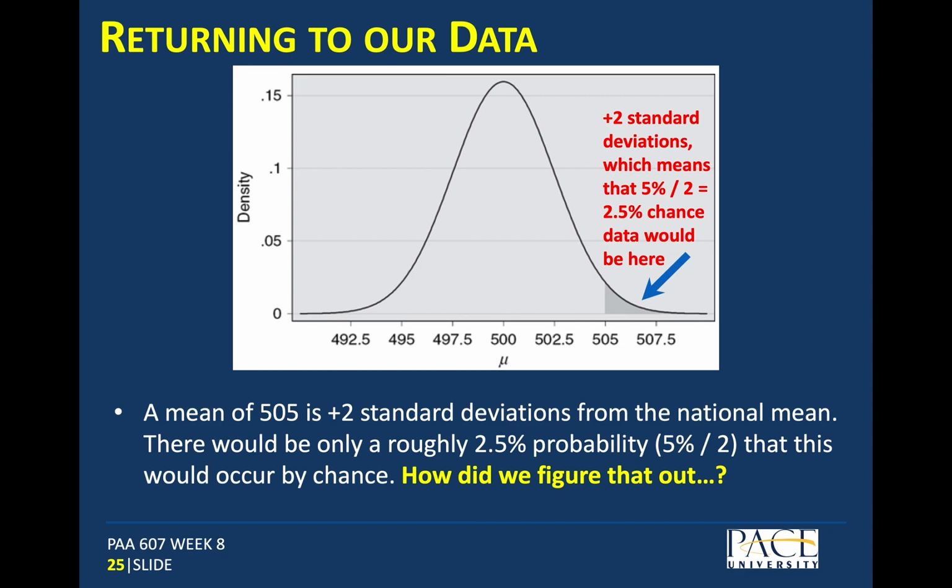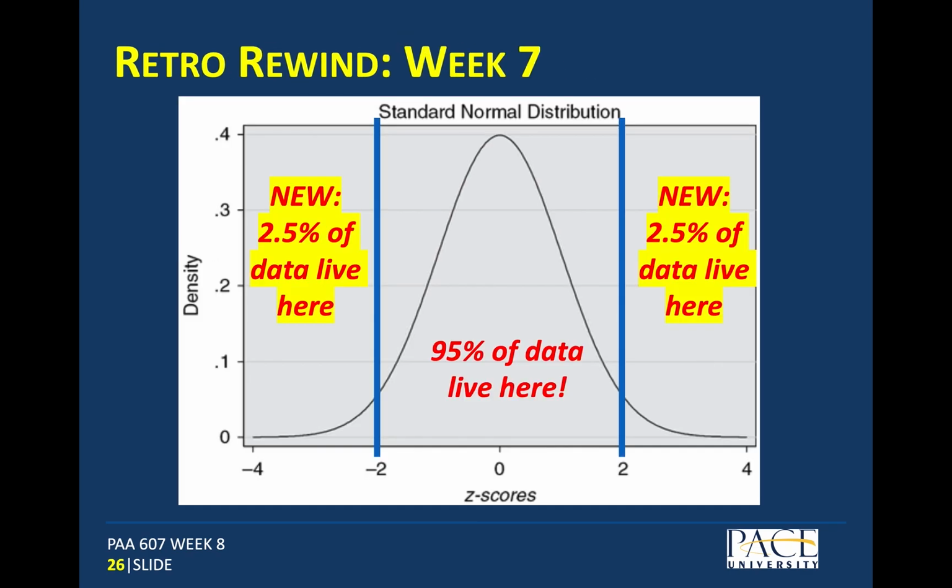As it turns out, 95% of the data are between minus 2 standard deviations and plus 2 standard deviations. That means 5% of the data are outside of that. Half of those 5% are on the high side, half of them are on the low side. So we're interested in this case on the high side. We've got a mean that's kind of high. Only a 2.5% probability that that would occur by chance. So again, how did we figure that out? Well, let me show you graphically.